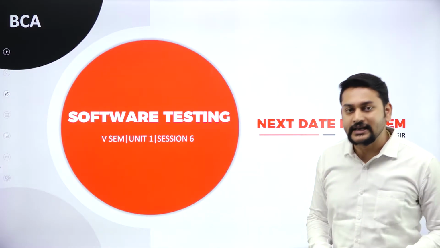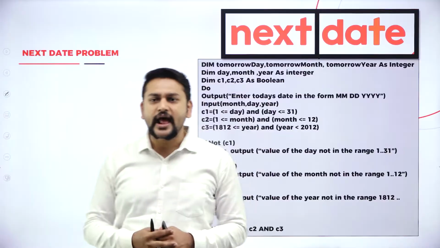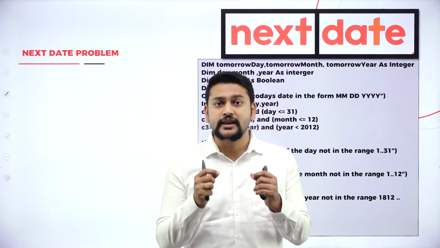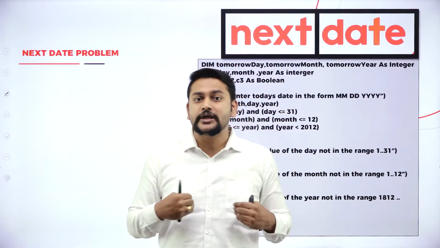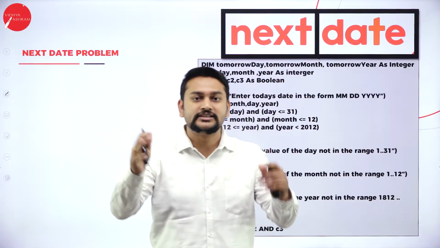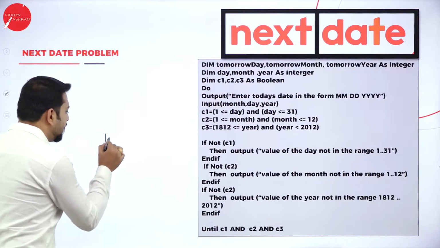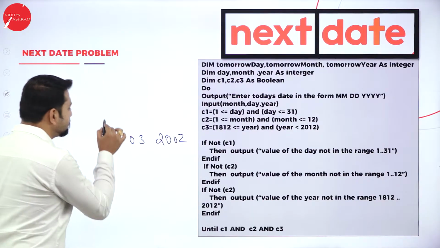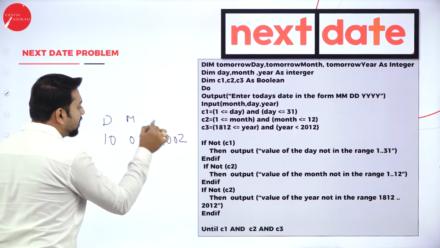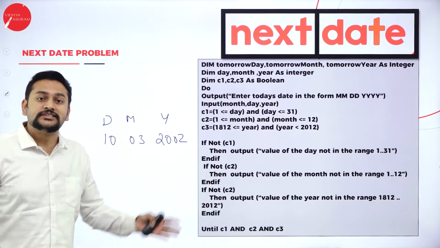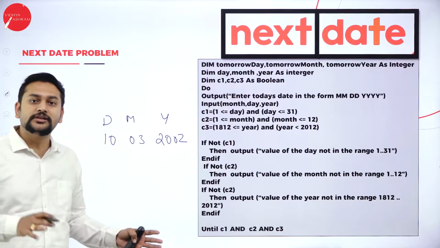That's all about the next date problem. So what do I have here? The next date problem in the sense what? Suppose if I enter any date, my system should be capable enough to give me the next date. Say for example, I will enter 10/03/2002. So this is day, this is month, this is year. Suppose if I enter like this, the system should be able to give me the next date.